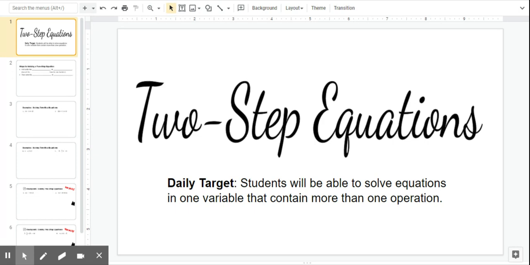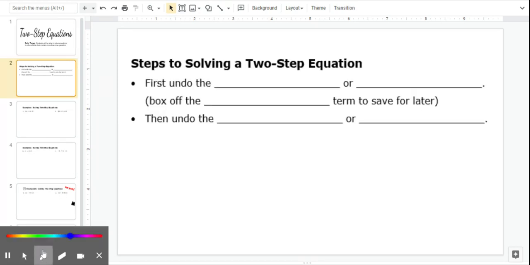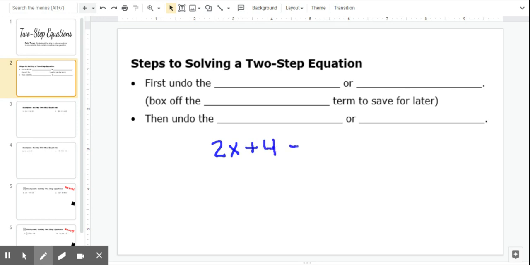So the daily target is that students will be able to solve equations in one variable that contain more than one operation. So let's go through the steps of solving a two-step problem. What I mean by a two-step problem is something like this. You'll have an equation like 2x plus 4 is equal to 10. So let's see what we remember from last year. Your first step is always going to be to undo the addition or the subtraction.